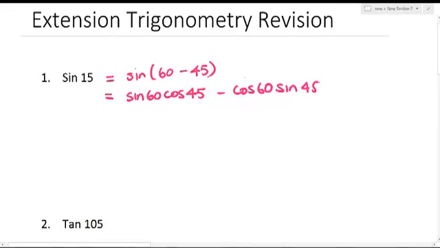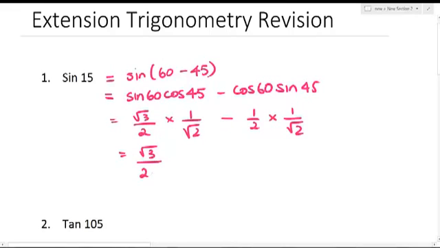Since this question was express it as an exact value, sine 60 is root 3 on 2, and cos 45 is 1 on root 2. Cos 60 was a half, sine 45 was 1 on root 2. So root 3 times 1 gives you root 3, and 2 times root 2 is 2 root 2. 1 times 1 is just 1, and 2 times root 2 is 2 root 2. Since they have the same denominators, we can just subtract our numerators. And this is our final answer.